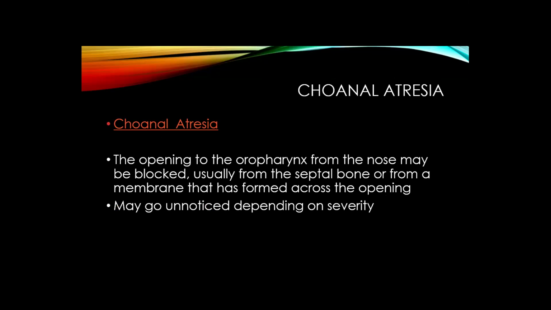Next thing we're going to talk about is choanal atresia. Now, choanal atresia is when the opening to the oropharynx from the nose is blocked by a thick membrane that's formed across the opening. Many times it's unilateral. Okay, so it's only occurring on one side. So it kind of goes undiagnosed for a period of time. If it's bilateral, it is a medical emergency because babies are obligate nose breathers. Okay, we've talked about that, all the way through the program.